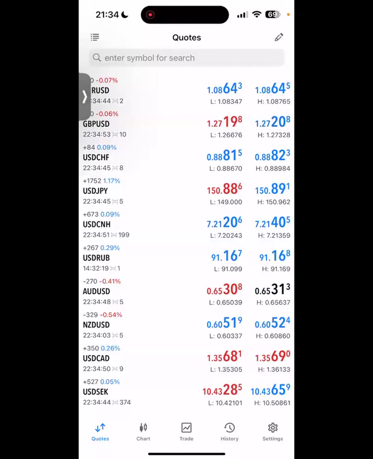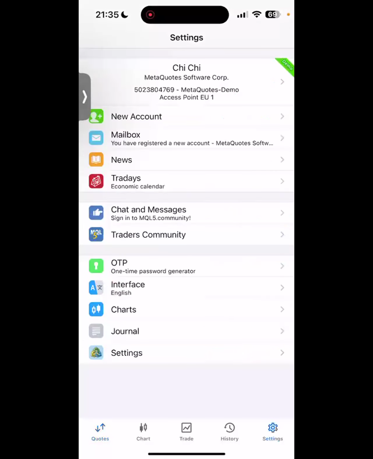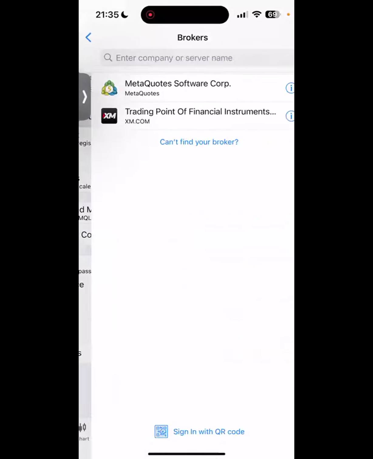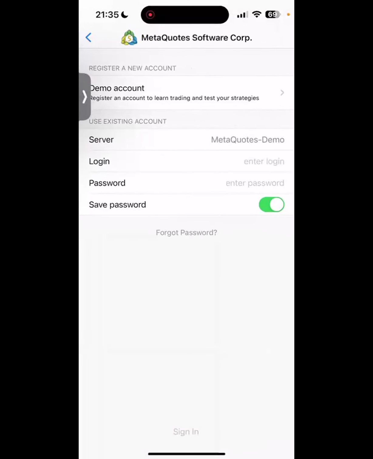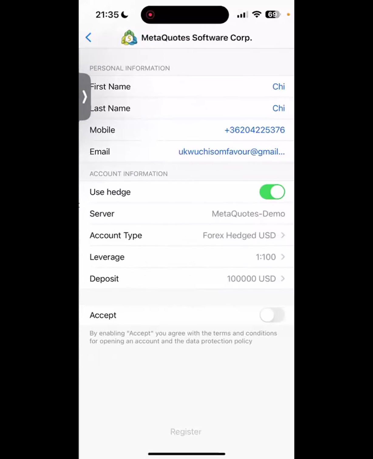So how we got there is, this is the MT5 broker. You just click on your settings. So Chisom, click on settings. Then we chose new account, right? So you click on new account, right? And then we chose MetaCode Software Corp. So click that, Chisom. And then we chose demo account. Click demo account. And we now filled in our information, right? So go back. And then we clicked accept. We chose leverage 1:500 and we registered.